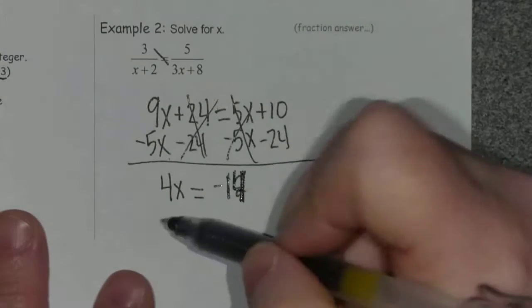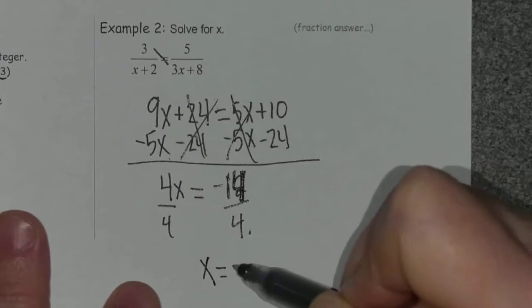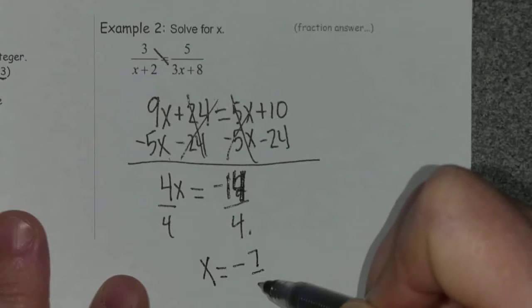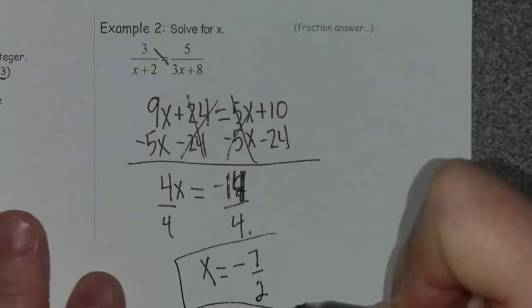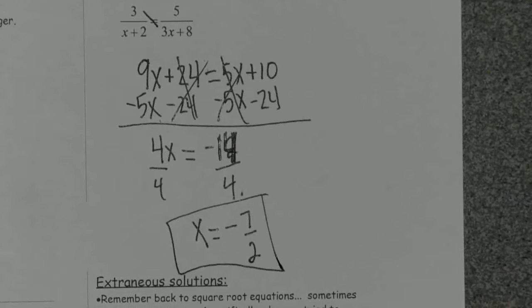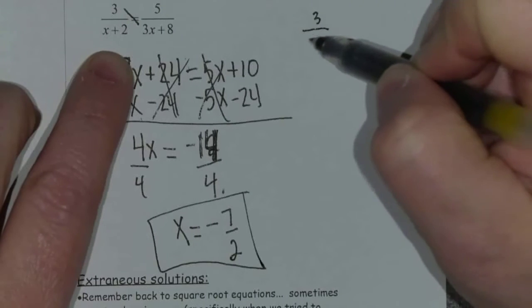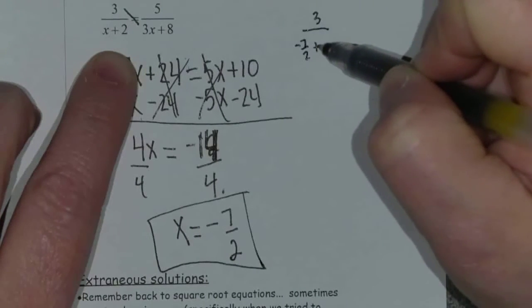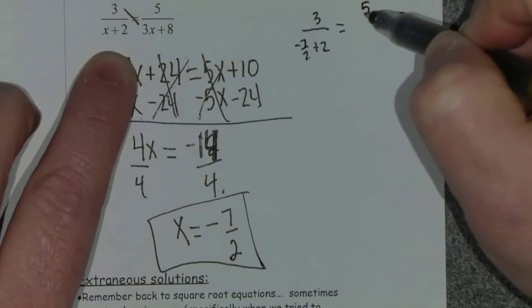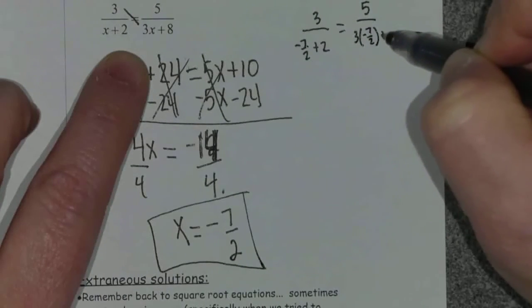Negative 14. Divide by 4. And you get, just reduce that for me. Yeah, 7 over 2. If you wanted to write that as a negative 3.5, you totally could. Right? And you might want to just because it might be easier to substitute back in as a negative 3.5. That's up to you. So when you sub it in, you'd have 3 over negative 7/2 plus 2. And you want to know if that's equal to 5 over 3 times negative 7/2 plus 8.